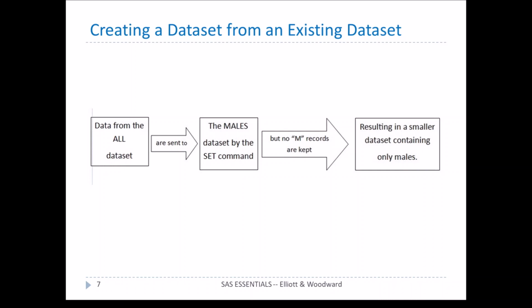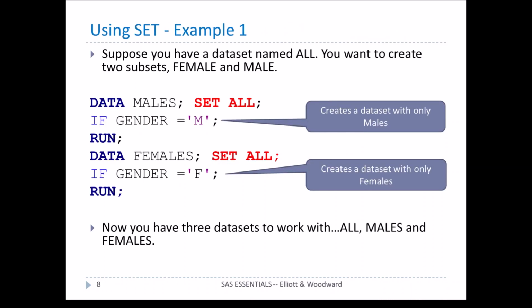Here's another way of looking at that. So let's say you have data from a data set called all, A-L-L, all. And we're going to send that data to a data set called males using the set command, but we're going to limit it to M records, which are the male records. And so we're going to result in a smaller data set containing only males. So we started with a large data set, all. We instructed SAS to only use the data that we were interested in, in this case males, and so we ended up with a smaller data set.